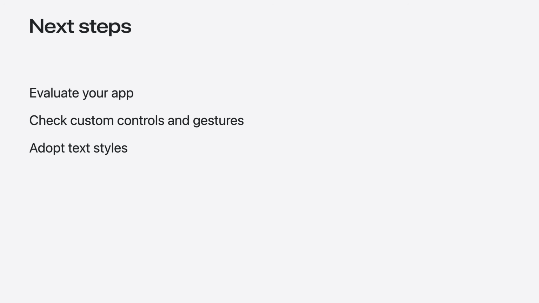Adopt text styles that can scale with the text size setting, working with your design team if needed to make sure that text scales without truncating or overlapping. And review your use of color to ensure you have sufficient contrast throughout your app in both light and dark modes.